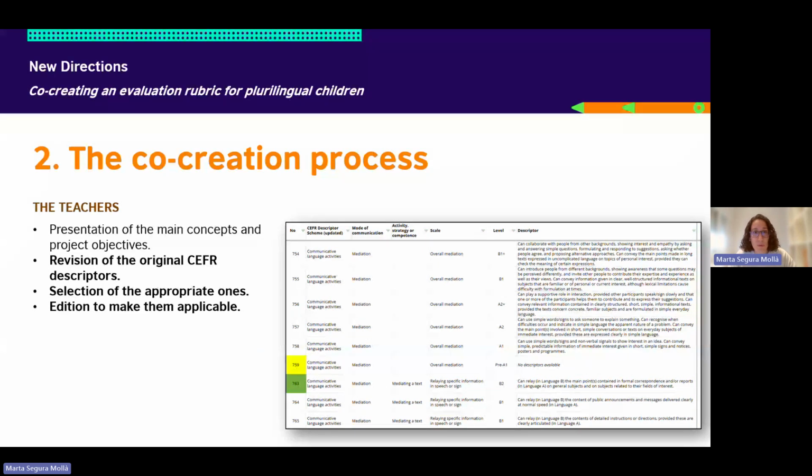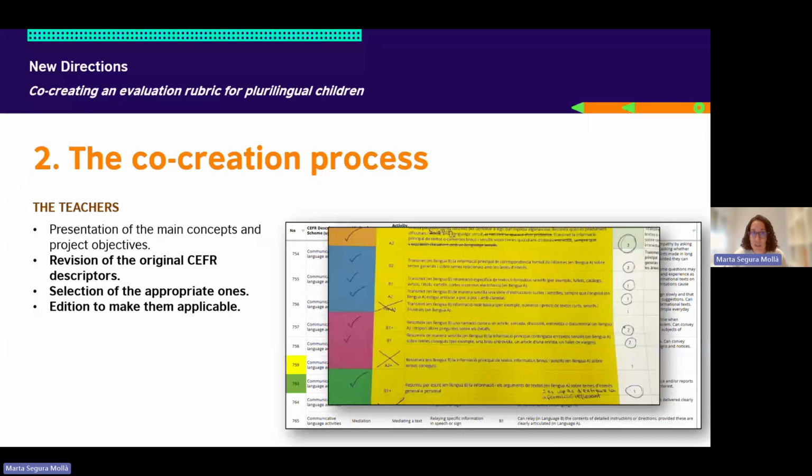What we did first was review the original CEFR descriptors that you can see here. We basically gave them an Excel file with the CEFR descriptor, the mode of communication, the activity strategies or competences, if there's any for each descriptor, the scale. So for example, overall mediation, relaying information from speech to sign or speech to text, the level, so B1, B2, A2+, and so on, and the descriptors themselves. And we gave the teachers the full list that we filtered out.